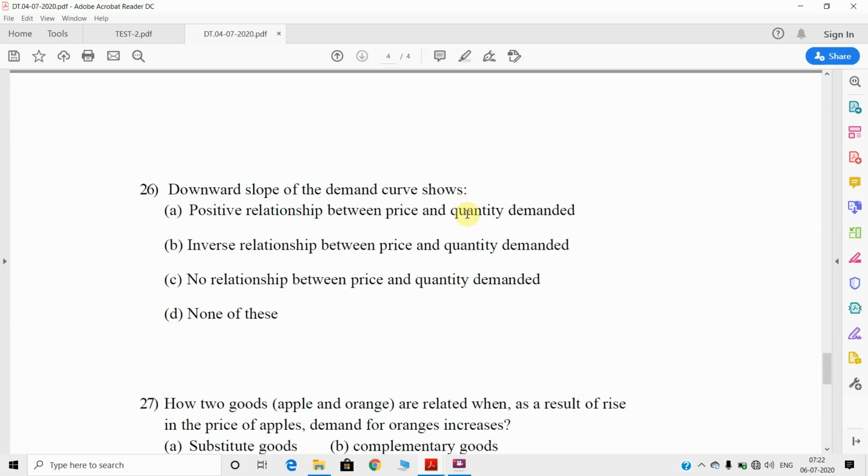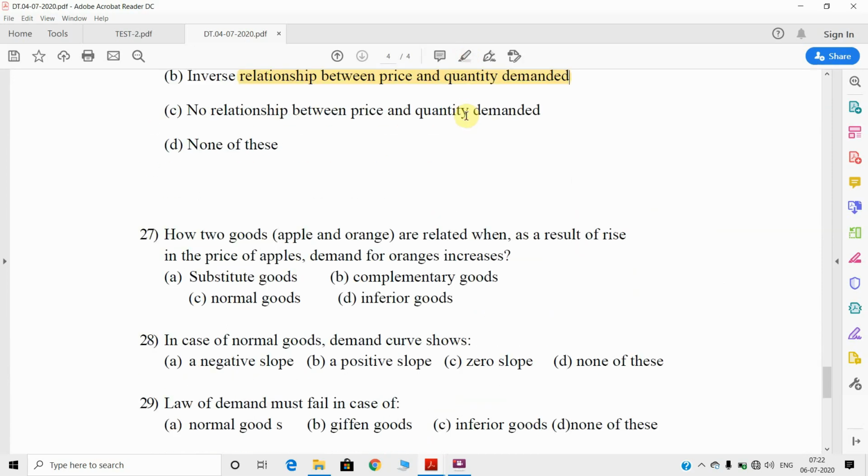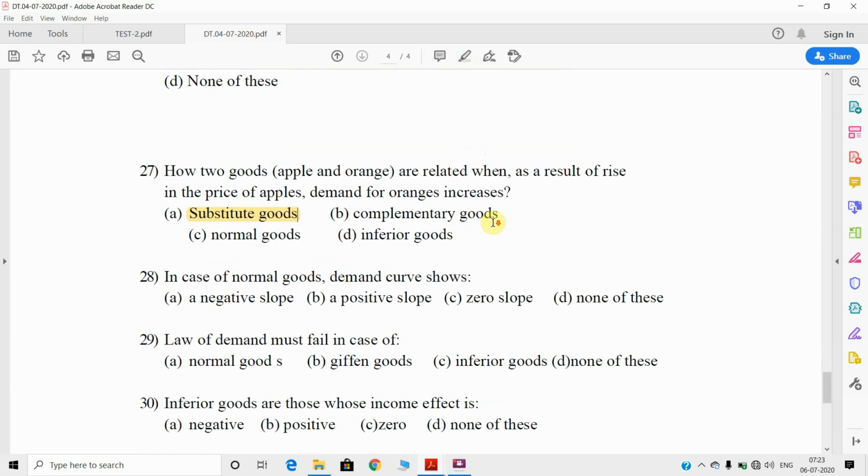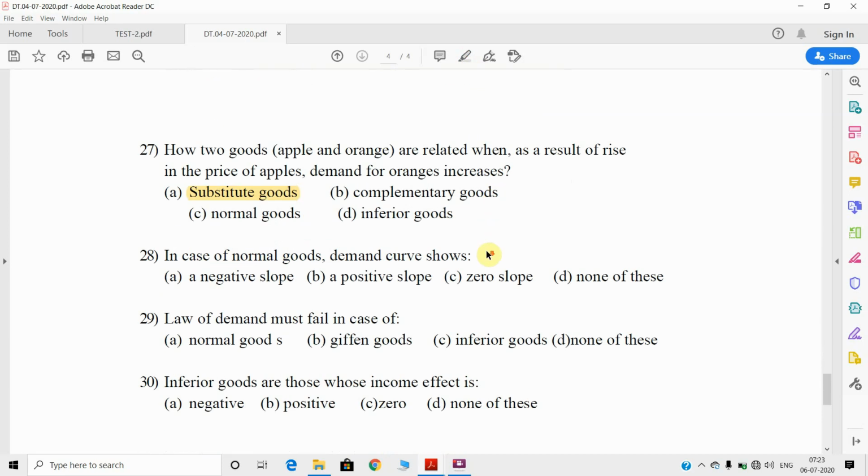Next, 26. The downward slope of the demand curve shows, that is B, the inverse relationship between price and quantity demanded. That is your answer. Next, 27. How are two goods, apple and orange, related when, as a result of a rise in the price of apple, the demand for orange also increases? That is substitute. If there is a positive relation, it is substitute. If there is a negative relation, then it is complementary goods.